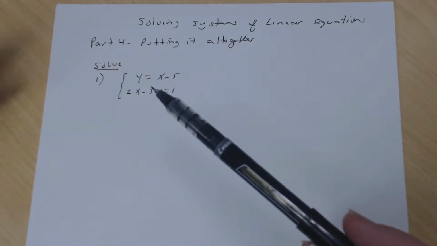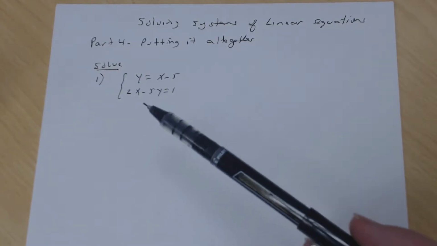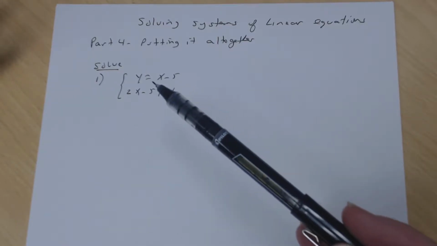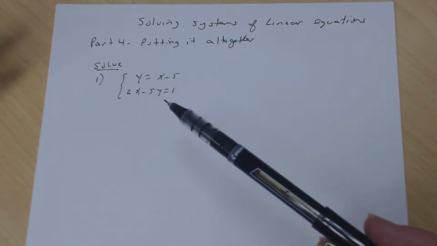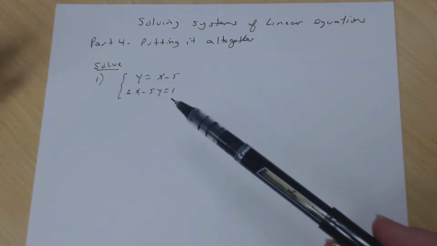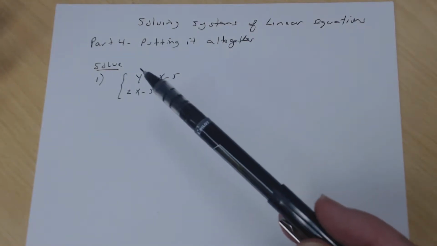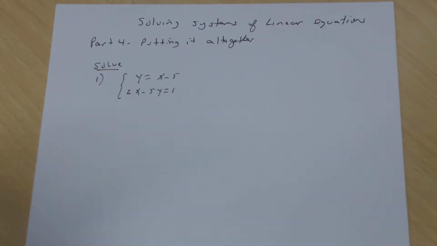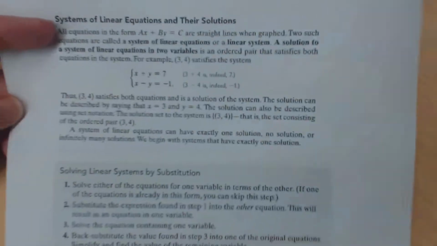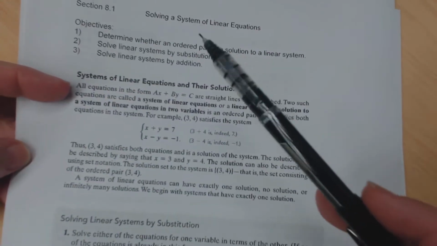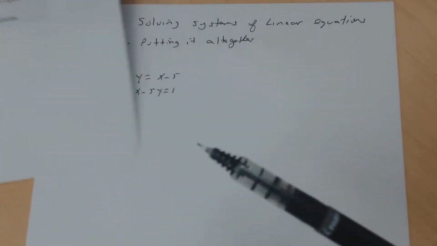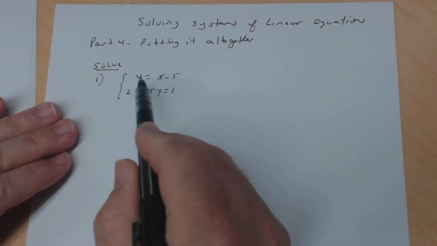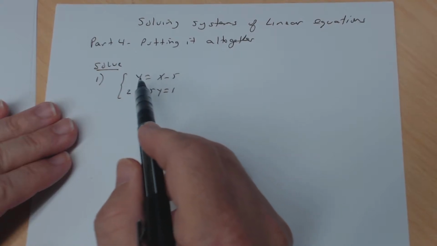efficient. So for example, if you look at y equals x minus 5 and then 2x minus 5y equal 1, for me, this system would be easier to solve just by using substitution because y is already by itself. So since y is by itself, remember the substitution method, then make sure you go back and use the notes from this section. But the substitution method says that I'm going to solve one of these equations for one of the variables, which this one already is.